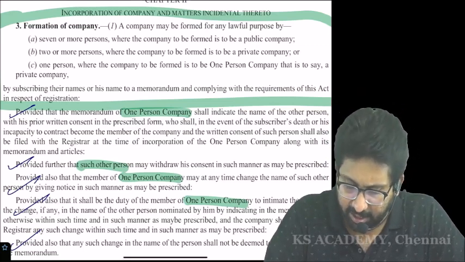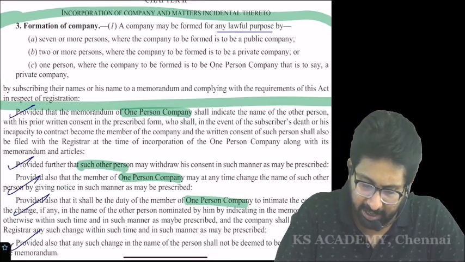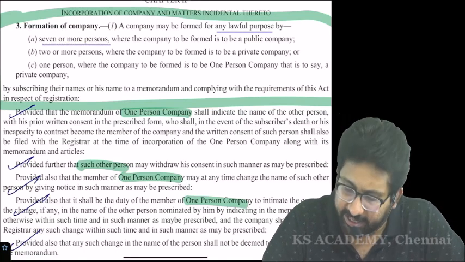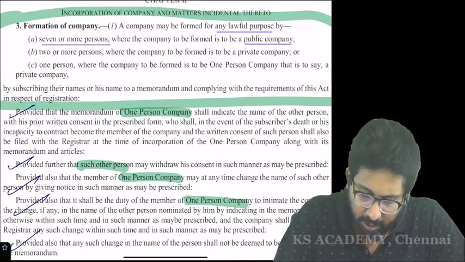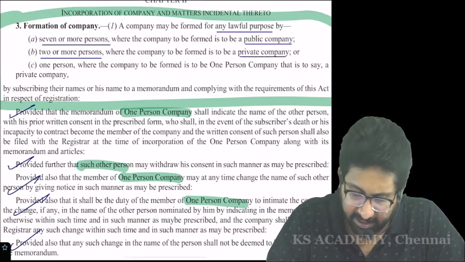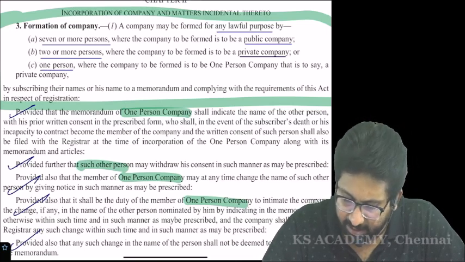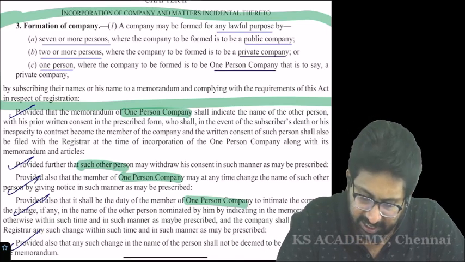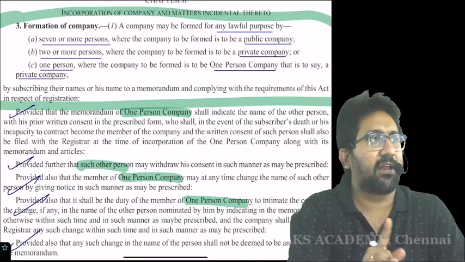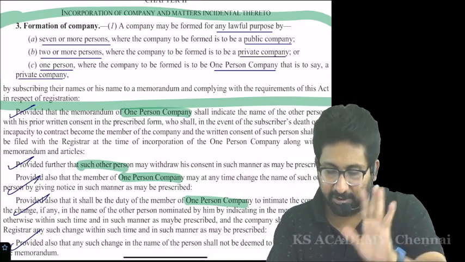A company may be formed for any lawful purpose by 7 or more persons where the company to be formed is a public company, 2 or more persons where the company to be formed is a private company, 1 person where the company to be formed is a one person company, that is to say a private company. That means one person company is also a private company only. Up to here everyone understood? That's all. This is the point we are going to read now.